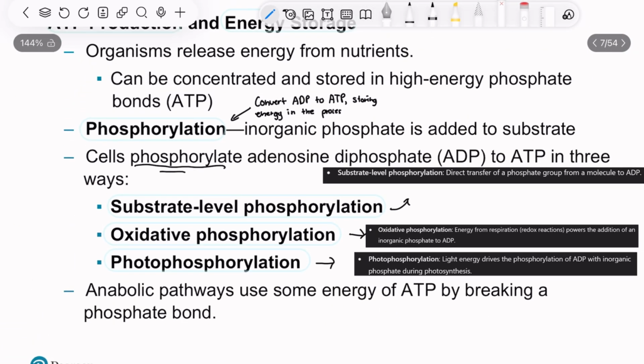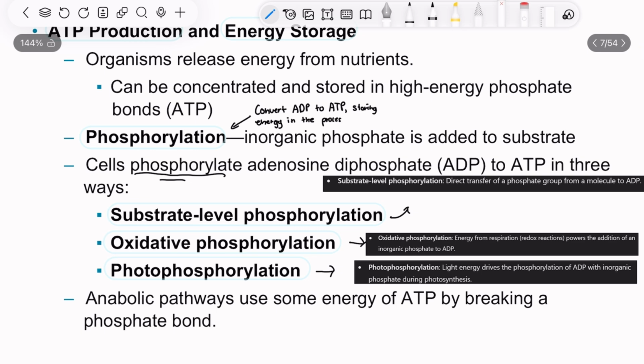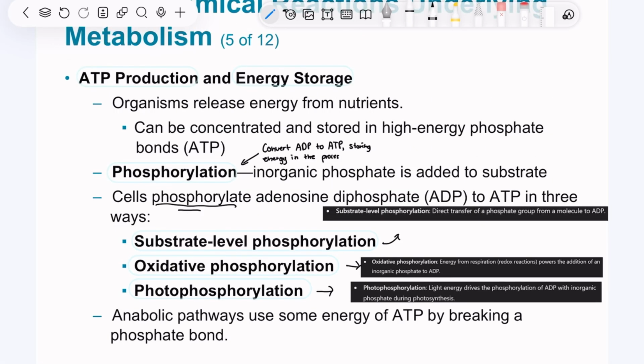So anabolic pathways use some energy of ATP by breaking a phosphate bond. So when ATP is broken down into ADP, we get energy. And energy is needed to convert ADP into ATP. So in summary, ATP and ADP function in a continuous cycle where ATP stores and provides energy for immediate cellular activities, and ADP is recycled into ATP through cellular processes, ensuring a constant supply of energy for the cell's needs.